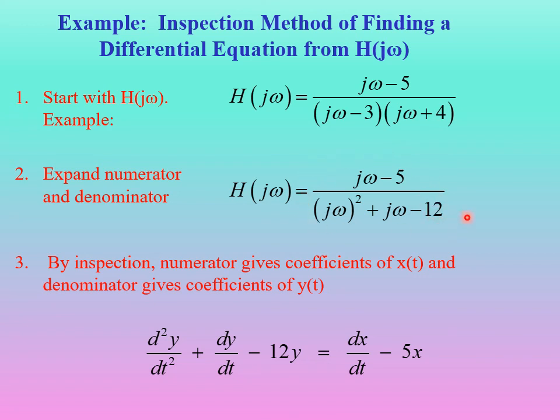So now that I have it in this form, I can again just go by inspection. On the left side, I see j omega squared, which gives me the second derivative of y. Here I have j omega, which gives me dy dt. And then minus 12 gives me minus 12y. And on the top, I have j omega, which gives me the first derivative of x, and then minus 5 gives me minus 5x. And here is our differential equation.